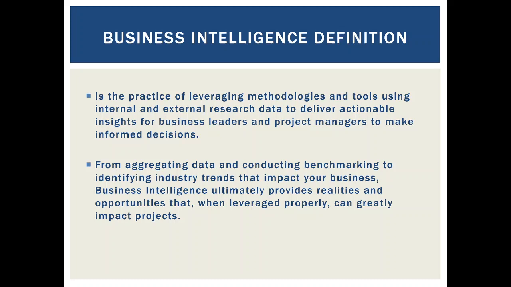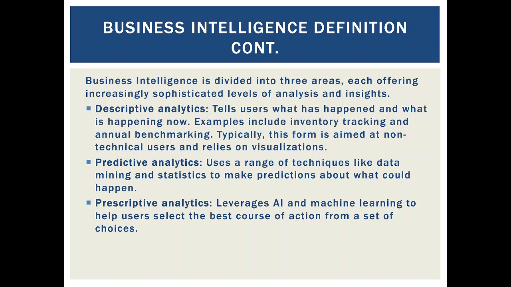Business intelligence is divided into three areas, each offering increasingly sophisticated levels of analysis and insight. Descriptive analytics tells users what has happened and what is happening now. Examples include inventory tracking and annual benchmarking. Typically, this form is aimed at non-technical users and relies on visualization. Predictive analytics uses a range of techniques like data mining and statistics to make predictions about what could happen. Prescriptive analytics leverages AI and machine learning to help users select the best course of action from a set of choices.